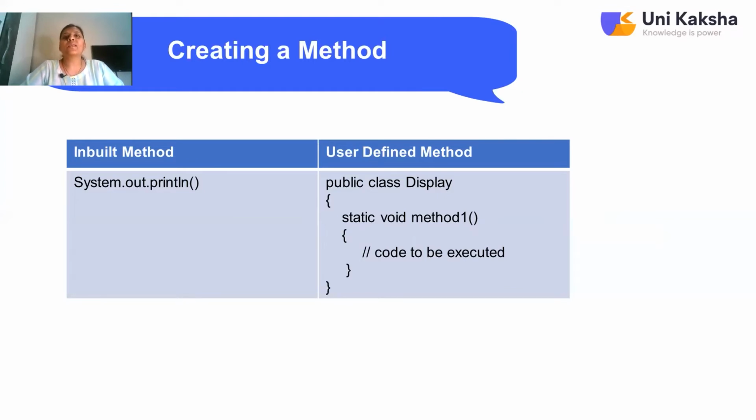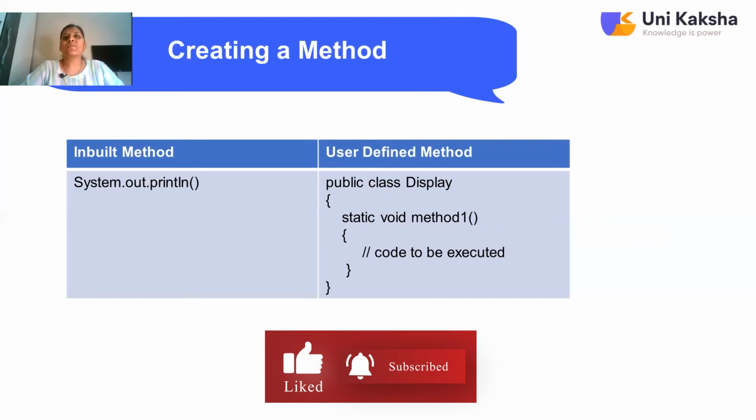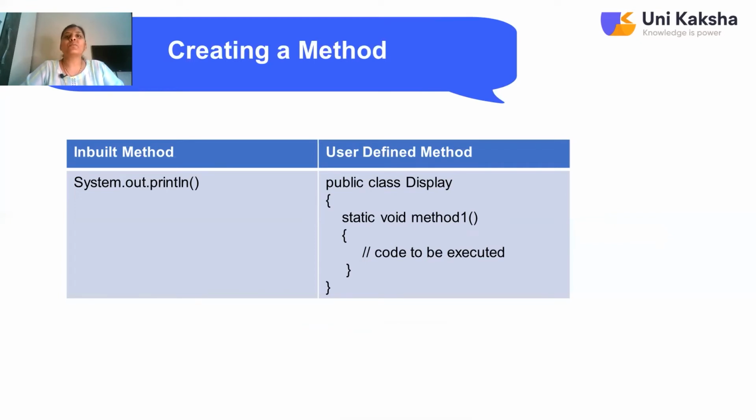Then the second category is the user defined method. User defined methods are the methods which are defined by the user. Here, the user can define n number of methods in a class for performing a specific task, for example addition of two numbers, multiplication of two numbers, displaying a message, or copying some values from a particular database. For anything, we can write a method. So these are the two categories of methods: first, the inbuilt method, and second, the user defined method.